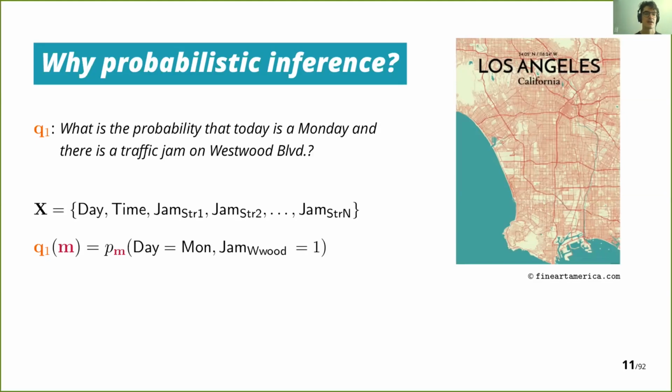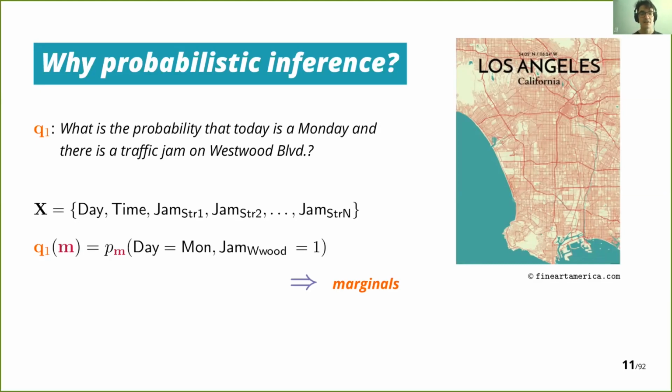So to answer that query, we just have to compute the probability of this event: that the random variable day is set to Monday, and that the indicator variable for the jam on Westwood Boulevard is set to 1. We don't care about the rest of the variables. So in a sense, we are marginalizing them out.